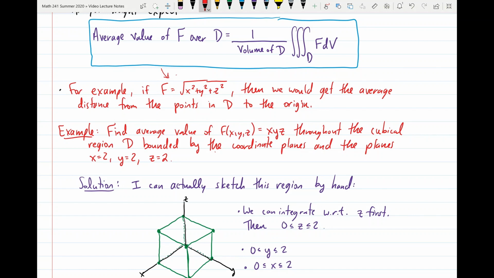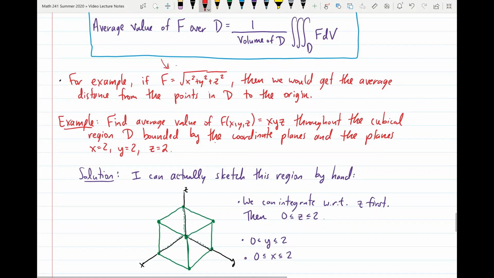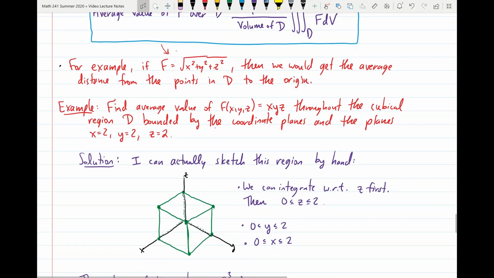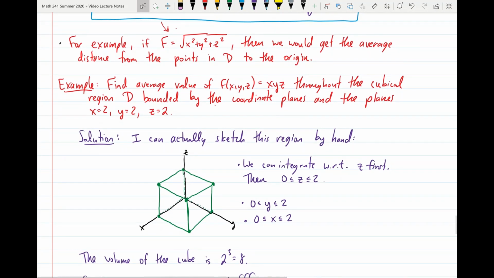So that's a pretty cool application of the average value given above. Okay, so let's move on to our only example for average value here. This is the last example for the video, so stick with me.